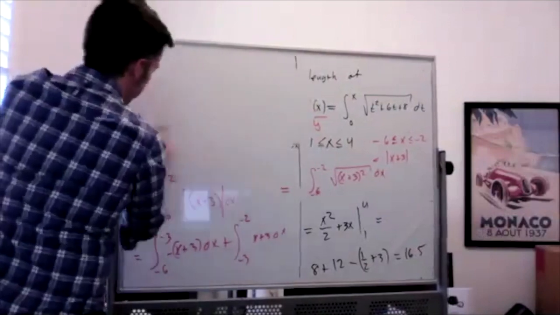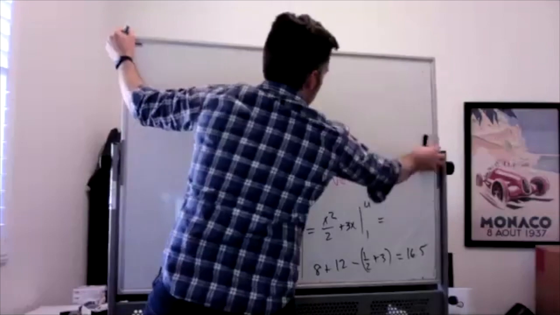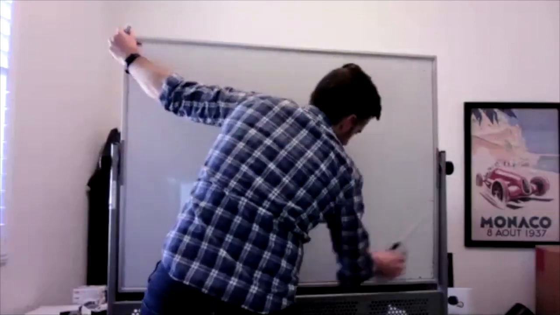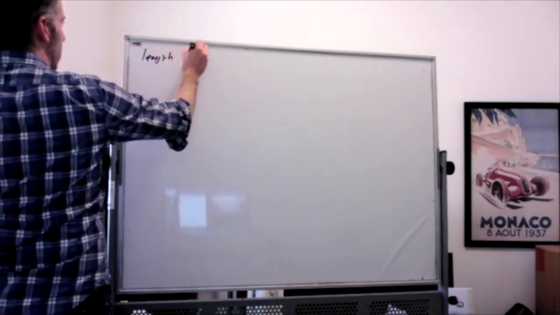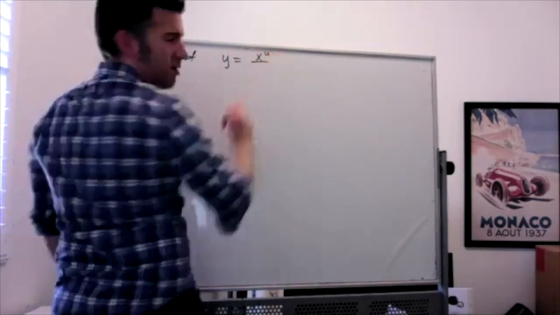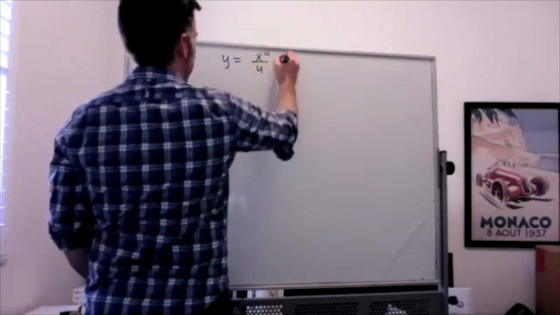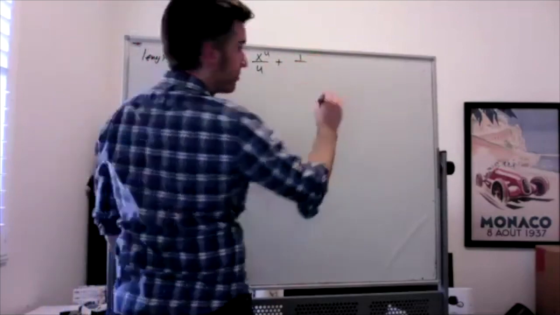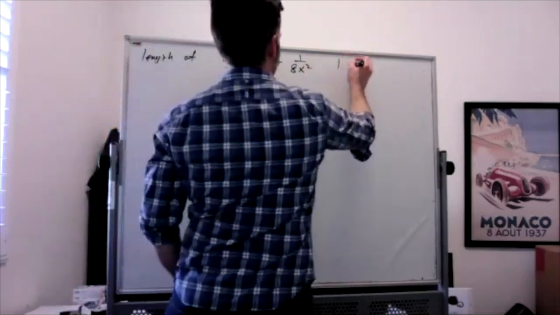There's one other type that they talked to a couple of you about earlier today in office hours. And this comes up all the time. So I'm going to try and be very, very methodical about this. Let's look at this example. Let's say I want to find the arc length of this function, y equal to x to the fourth over 4 plus 1 over 8x squared, and x is between 1 and 2.